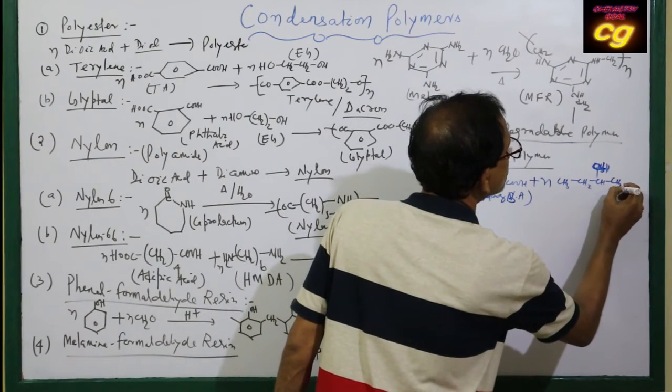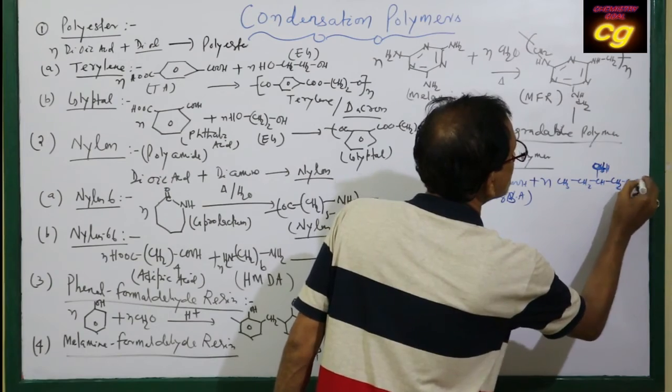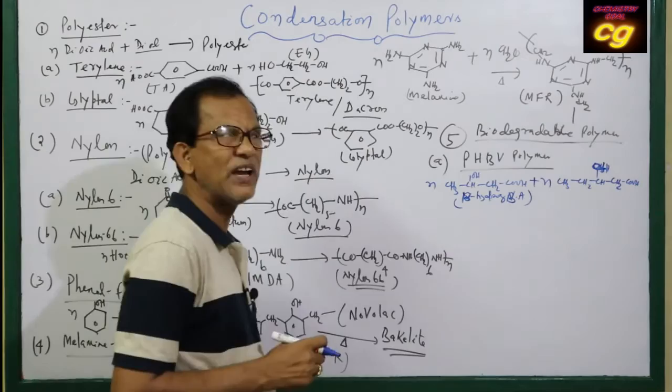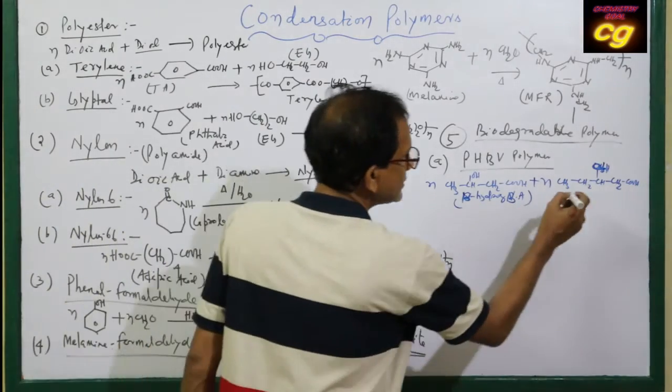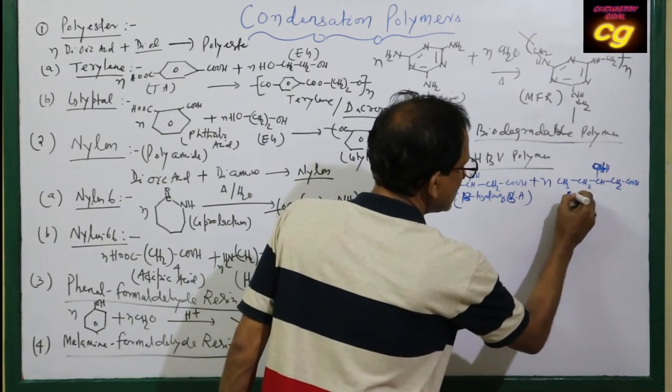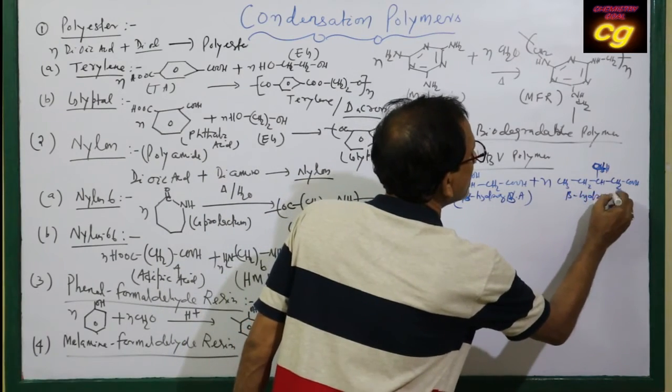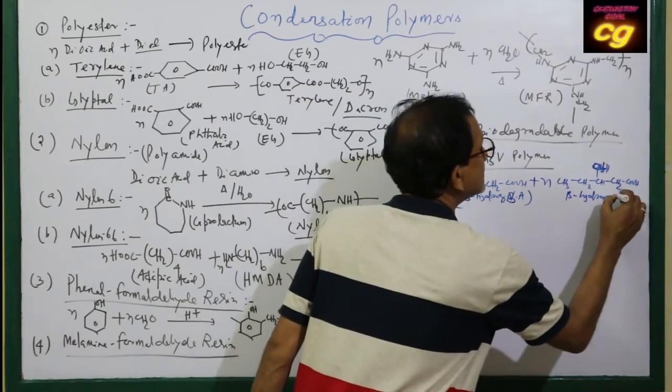Then CH2, then COOH. So how many carbon atoms? 1, 2, 3, 4, 5. 5 means valeric acid, and this is your beta position. So beta hydroxy, same name. Beta hydroxy valeric acid, HV.